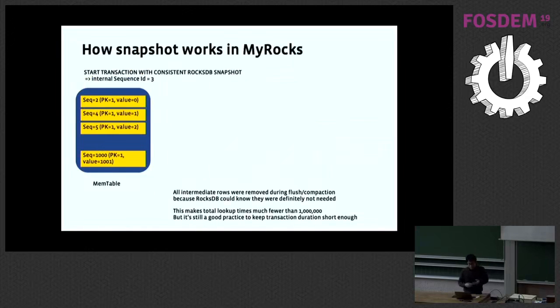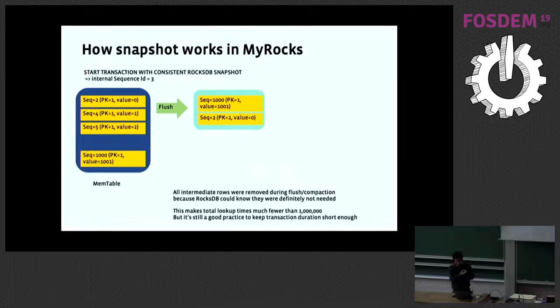On the other hand, MyRocks is much more efficient in this case. In MyRocks and RocksDB, all updates first go to an in-memory structure called a memtable. When a transaction starts, all the following sequences of updates to the same keys are tracked and are not removed, unlike in InnoDB. When the memtable gets full, typically 64 megabytes or 128 megabytes, another process called flush happens, and the memtable's data is saved as a file called an SST file.